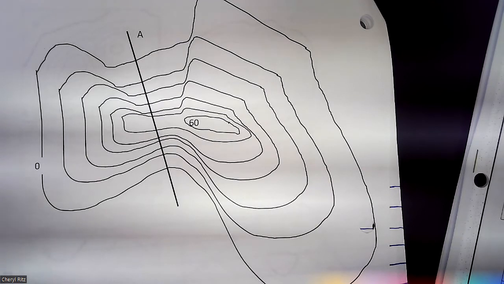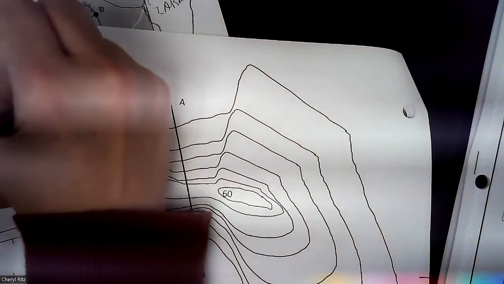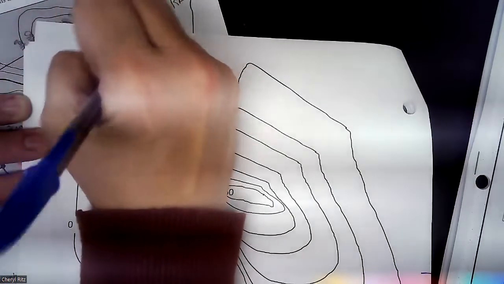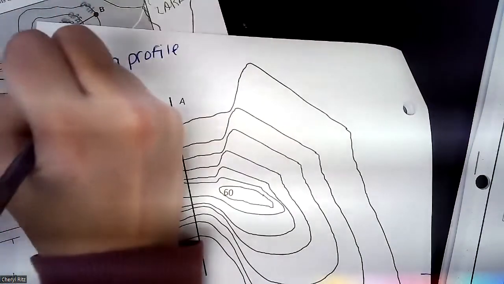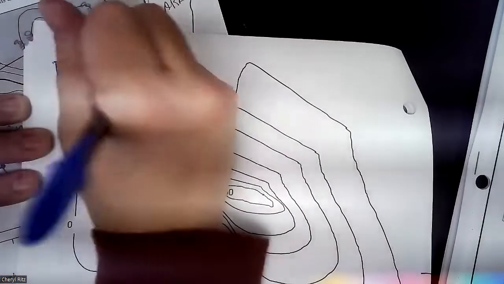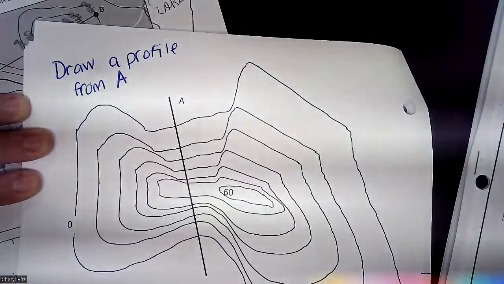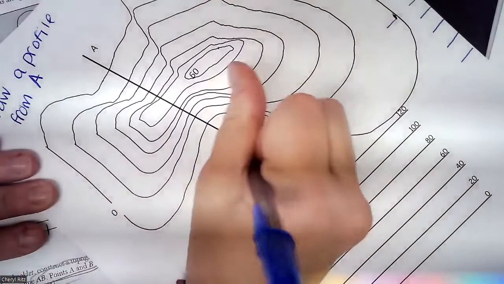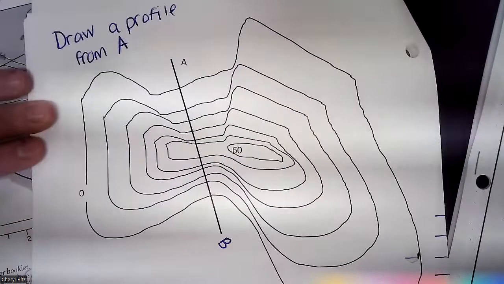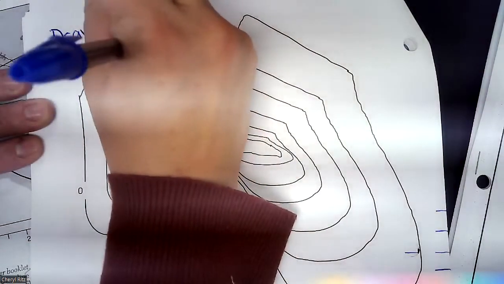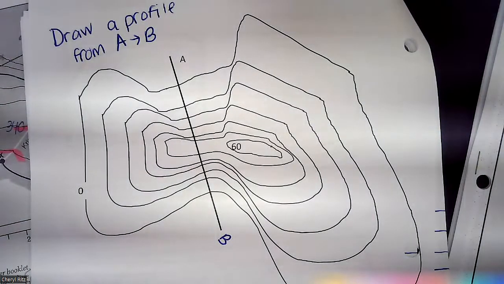There are no directions there. It should say draw a profile from A, oh, well, here, A to B. It's just a little, it does come out really little. Oh, I did the other side. I did this side. Oh, okay.